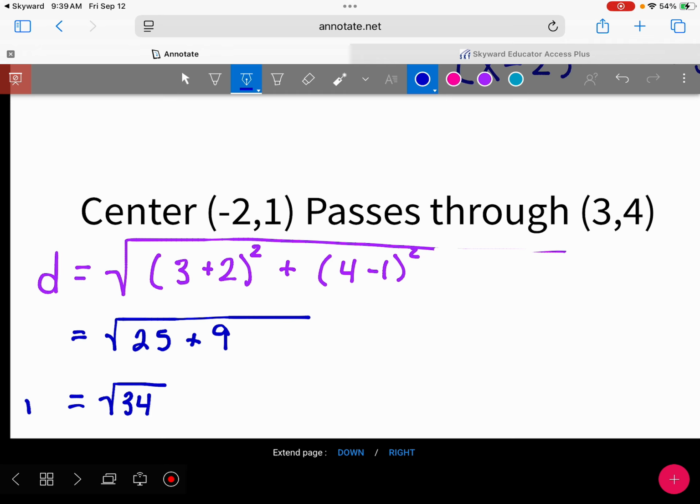That distance is also known as my radius. From the center to any point on the circle is going to be that radius, because every single point on a circle is the same distance away. So my radius is the square root of 34. We don't want to make it a decimal. We're just going to write our equation.